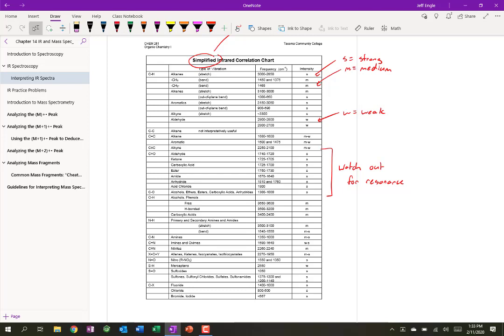Why is this a simplified chart and not absolute? Does anybody remember what shifts peaks around? What do you think? Resonance. Resonance can shift peaks from these ideal values, oftentimes up to 30 or 50 wave numbers to the right. So these aren't absolute. Don't treat them as absolute values.